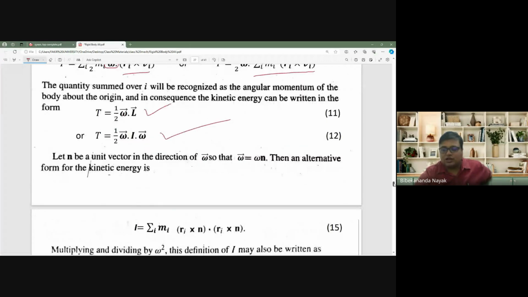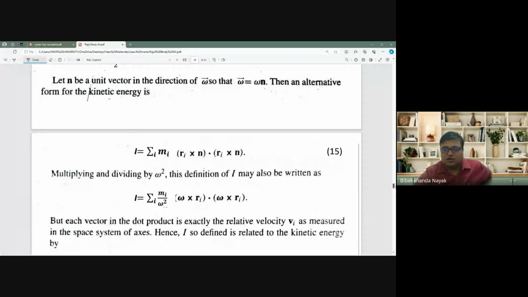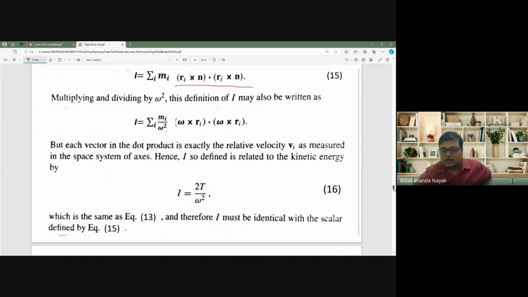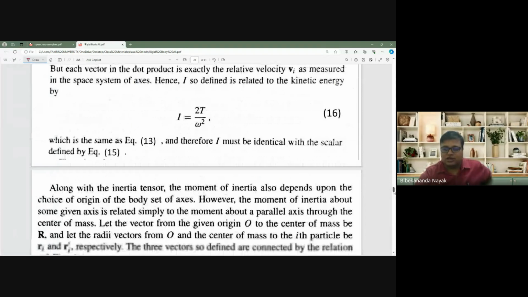Take unit vector n cap along omega, with ri cross n. So we can also write I is equal to the sum of mi ri cross n square, or you can relate I is equal to 2T by omega square. Right, kinetic energy and angular momentum we already calculated. We go to the next section.